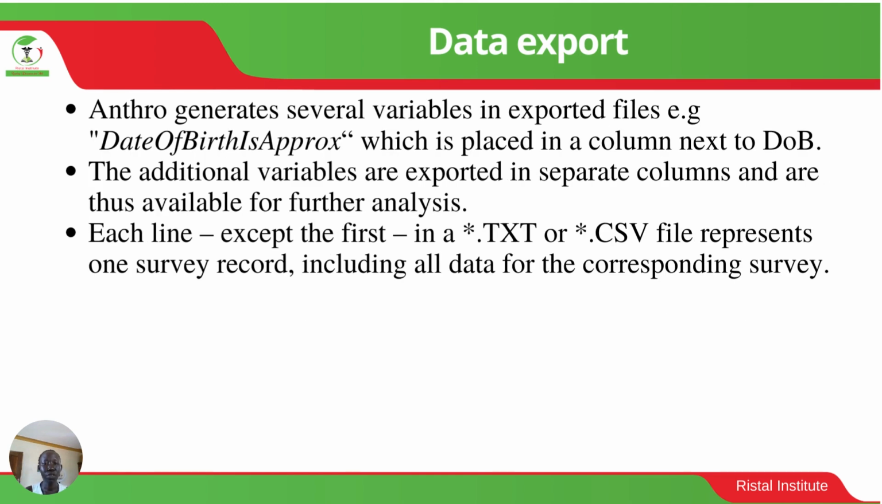Anthro generates several variables in exported files. For example, the date of birth is approximate, which is placed in a column next to DOB, that is date of birth. The additional variables are exported in separate columns and are thus available for further analysis. Each line, except the first in a TXT or CSV file, represents one survey record, including all the data that is corresponding to the survey.